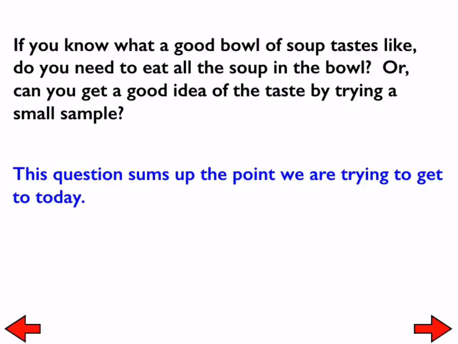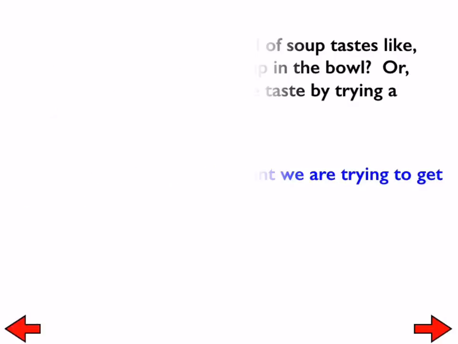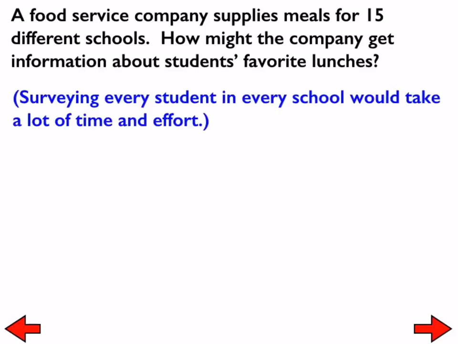No, I mean, you can tell pretty quickly whether you're going to like the soup or not. And this question sums up the point that we're trying to get to today. It's all about random samples. So a food service company supplies meals for 15 different schools. How might the company get information about students' favorite lunches? Surveying every student in every school would take a lot of time and effort.